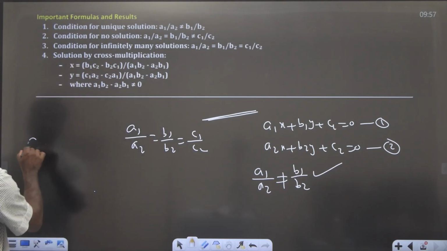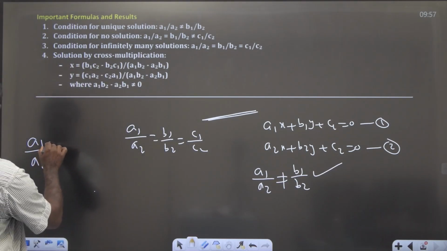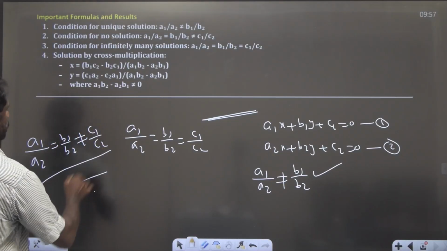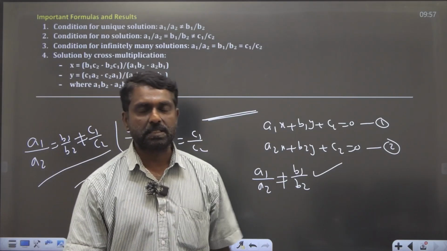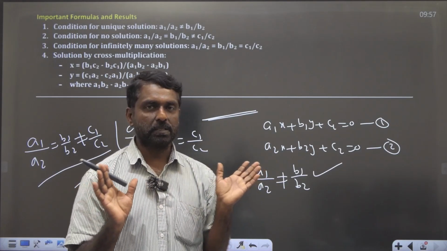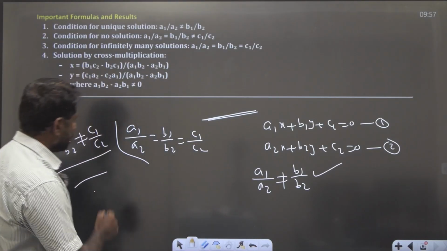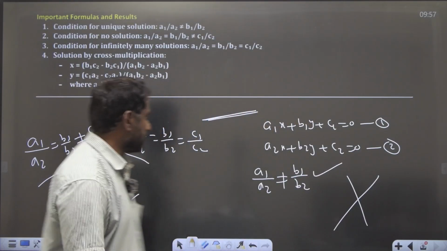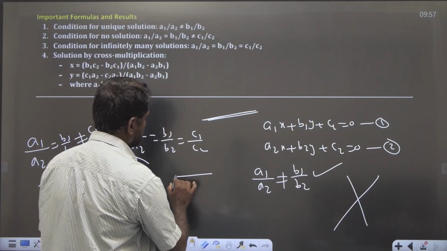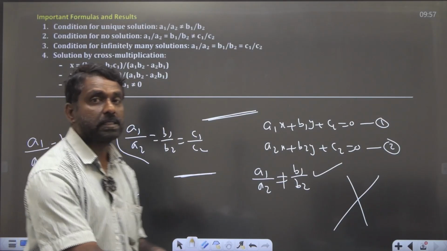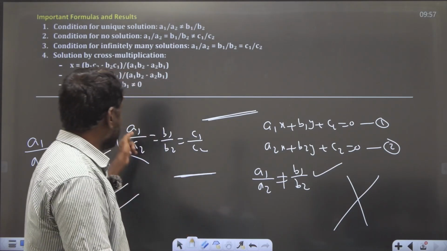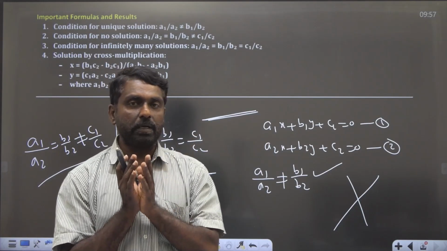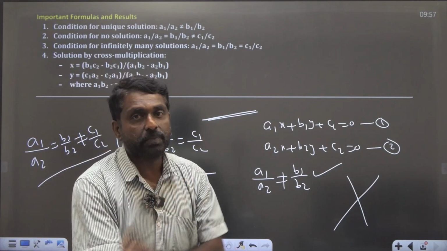If a1 by a2 equal to b1 by b2 but not equal to c1 by c2, then the system is inconsistent. There exists no solution. In this case, these two lines are parallel. In the first case, these two lines are intersecting lines. In this case, one line is lying on another line. They are called coincident lines. If a1 by a2 equal to b1 by b2 equal to c1 by c2, the lines are coincident and there exist infinitely many solutions.